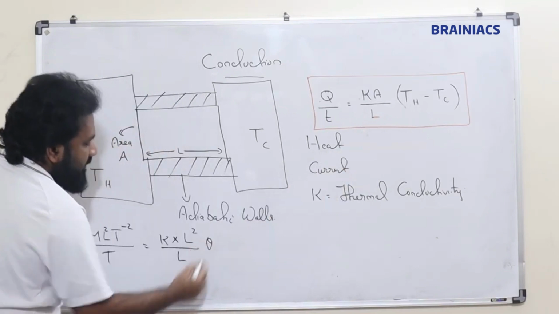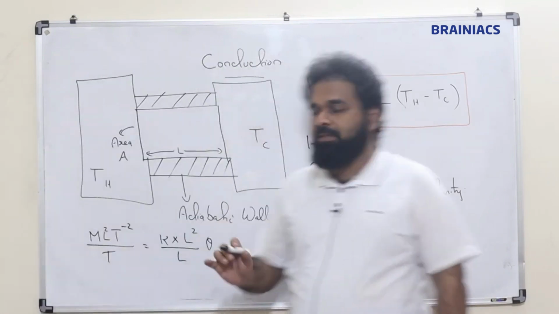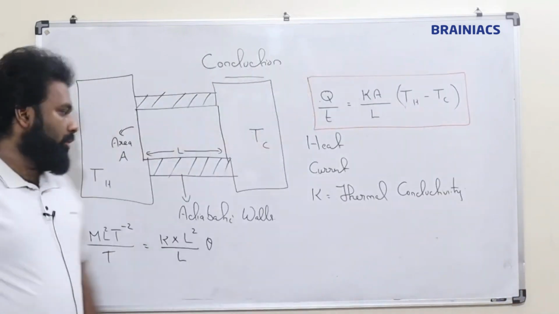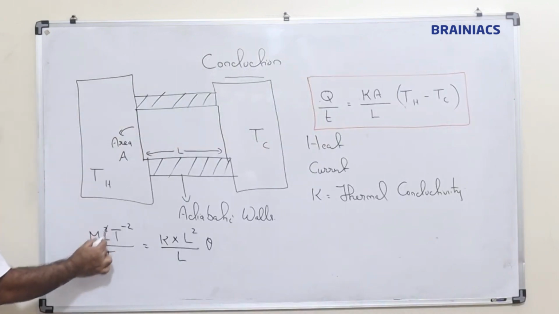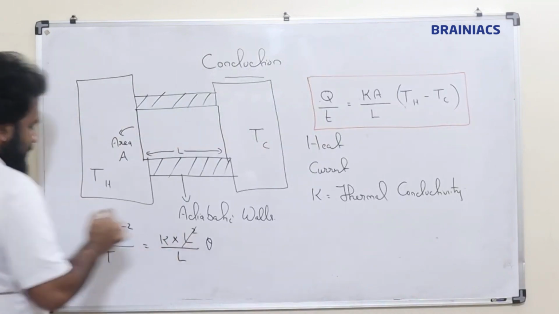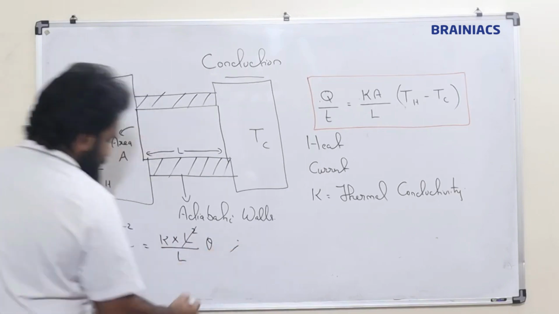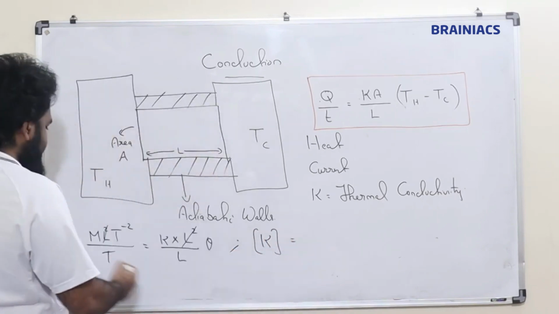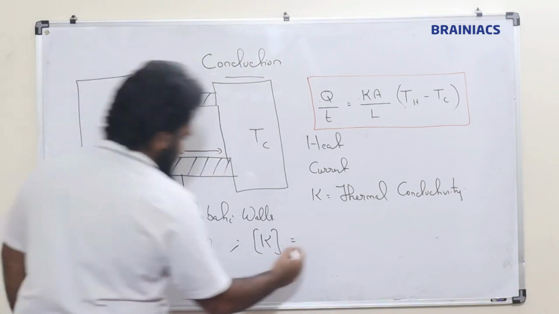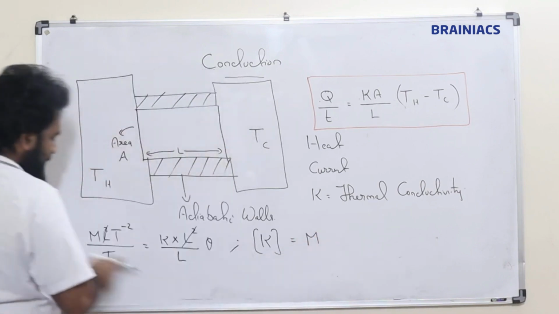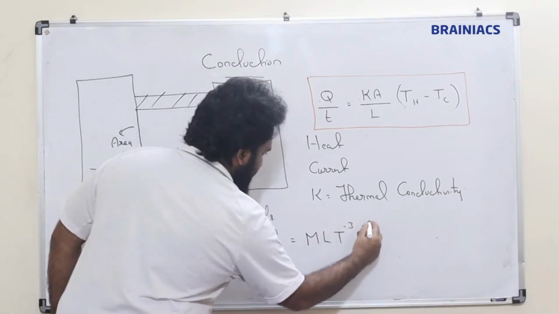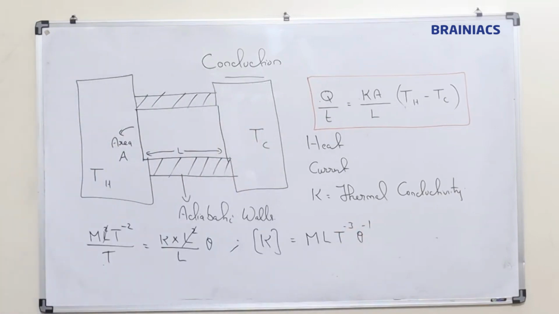Temperature. So temperature theta is also a fundamental unit, right? Out of 7 fundamental units, one is theta. Clear? So this L² can be cancelled off. So the dimensional formula of K is what? This T will go up, this L will come to this side: M L T⁻³ θ⁻¹. So that is the dimensional formula of K. Note it down, please.